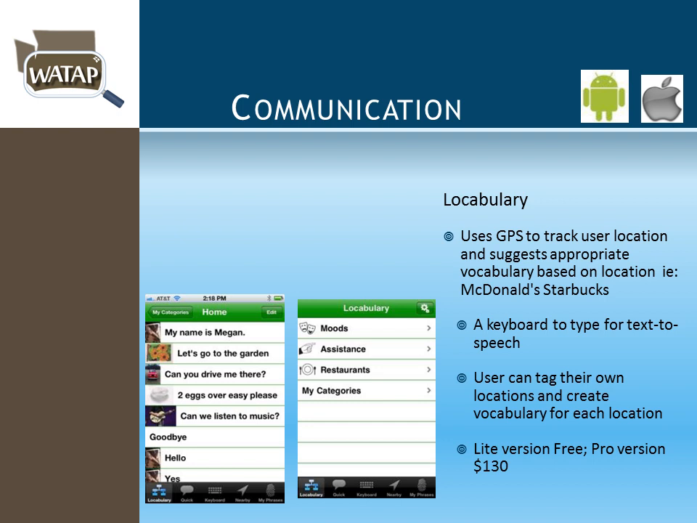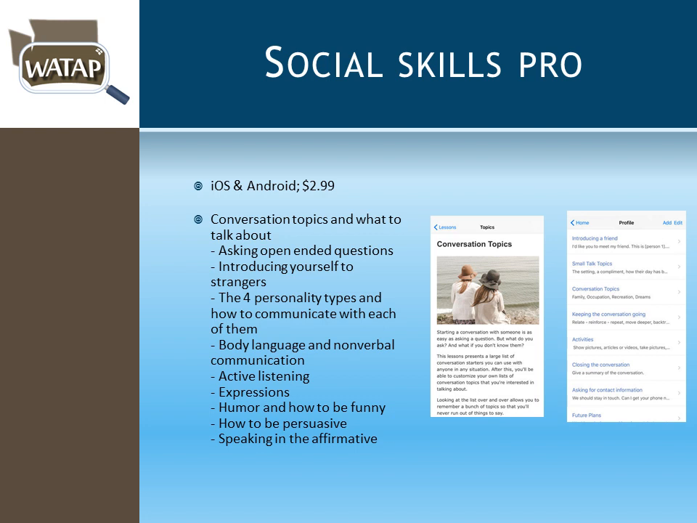So there's a light version, and the full pro version is about $130, and I believe it's only available for iOS. In regards to communication, we can also kind of pull away the importance of social skills. So this application is both iOS and Android, and this is called Social Skills Pro. And it provides individuals, some students who might have a difficult time in striking up a conversation, topics, what to talk about, and some ideas of open-ended questions when they're introducing themselves to new people, to new friends, etc.